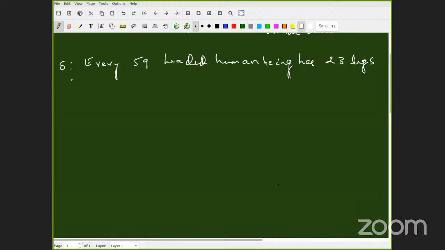Because we cannot find a 59-headed human being. Exactly. Do all of you understand her? I'm clearing all the feedback. See, what does she say? The statement is true because I cannot find a 59-headed human being.